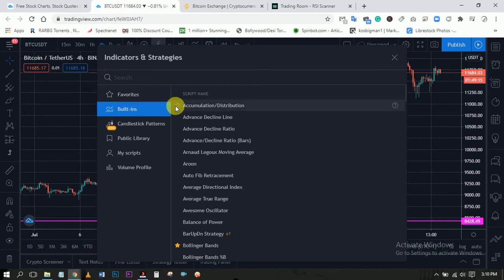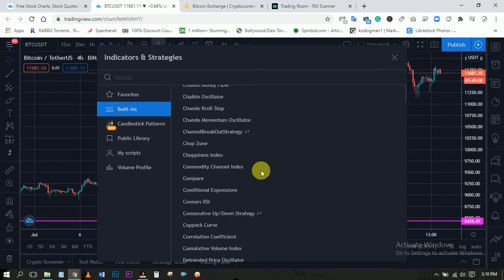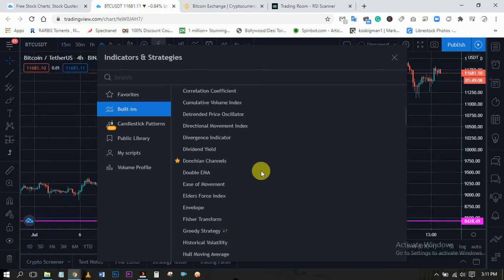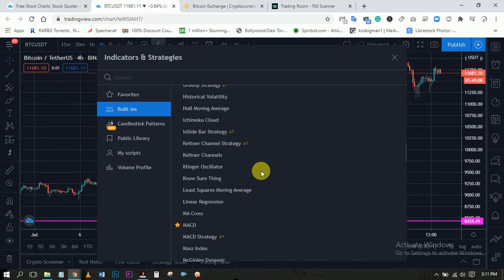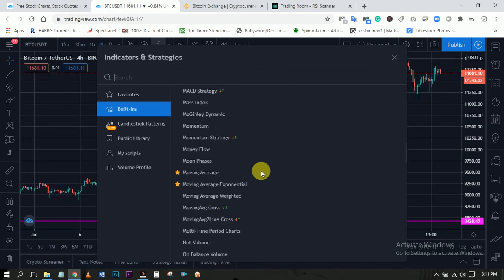Alright, so we're up. The first thing I like to add is my moving average. Now I like to add the moving average exponential.